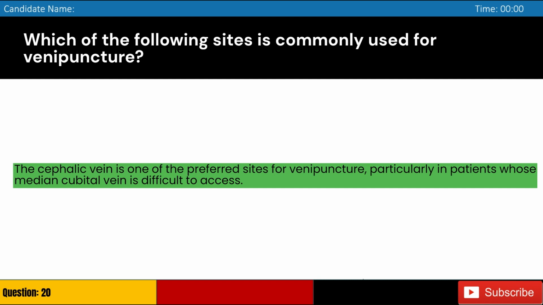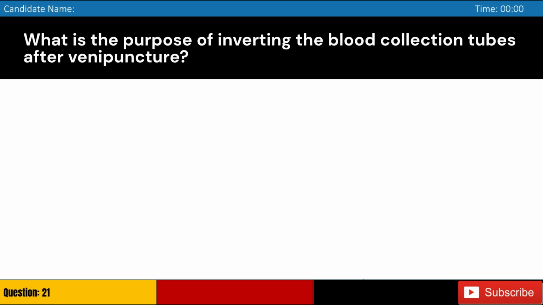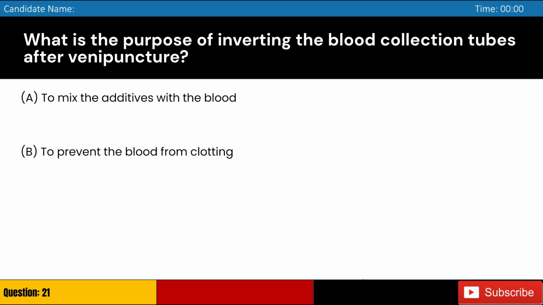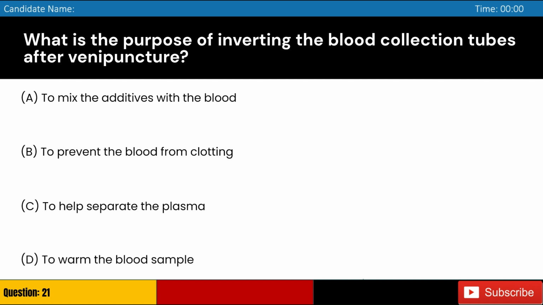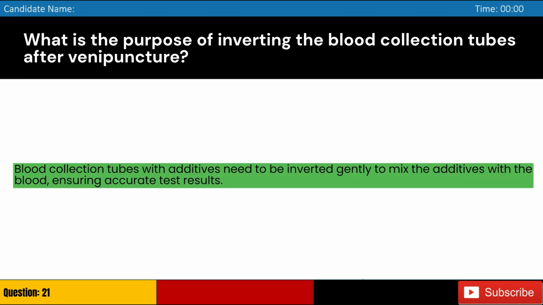to access. What is the purpose of inverting the blood collection tubes after venipuncture? A. To mix the additives with the blood. B. To prevent the blood from clotting. C. To help separate the plasma. D. To warm the blood sample. Answer, A. Blood collection tubes with additives need to be inverted gently to mix the additives with the blood, ensuring accurate test results.